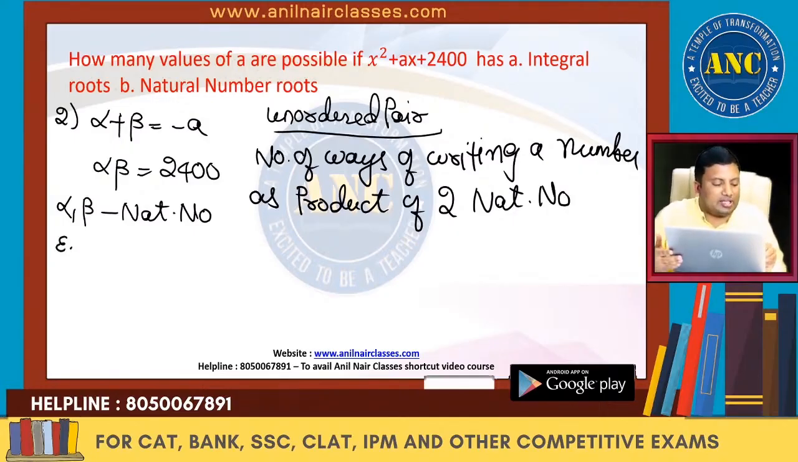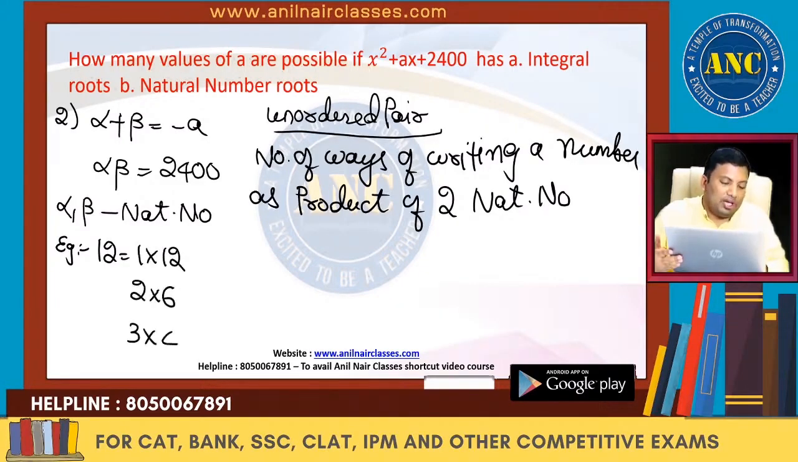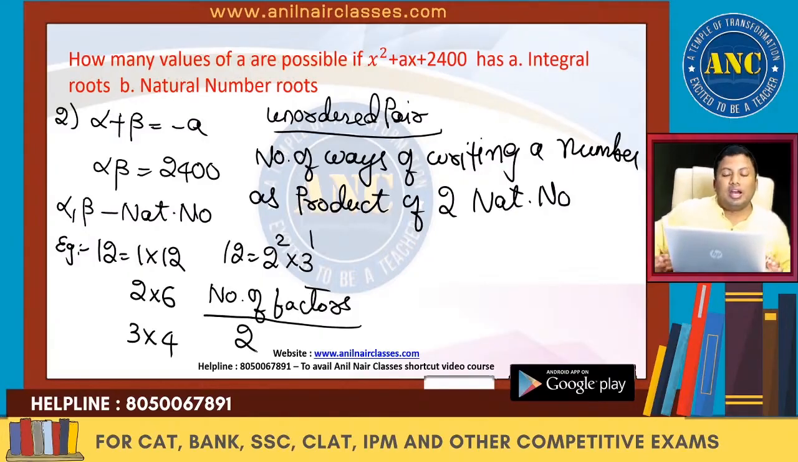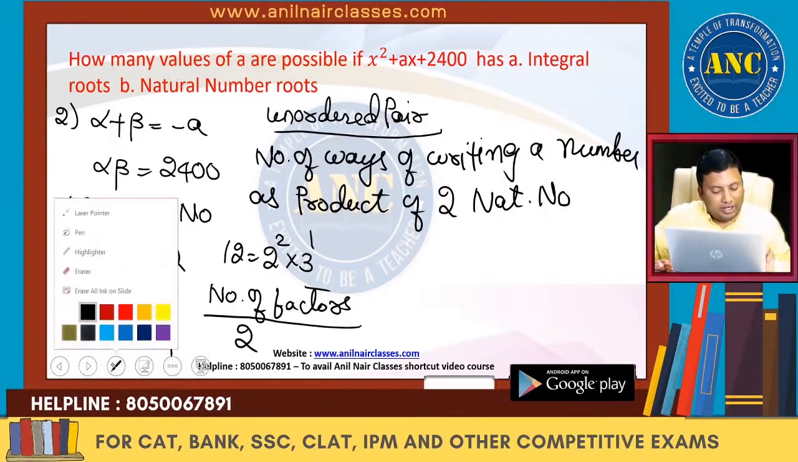First we will take an example, then we will deduce the conclusion. 12 is 1 into 12, 2 into 6, 3 into 4. There is no negative case. Natural numbers cannot take negative numbers. 12 is nothing but 2 square into 3 power 1. So 3 into 2, 6 by 2. So if it is natural numbers, I will get a case number of factors divided by 2.